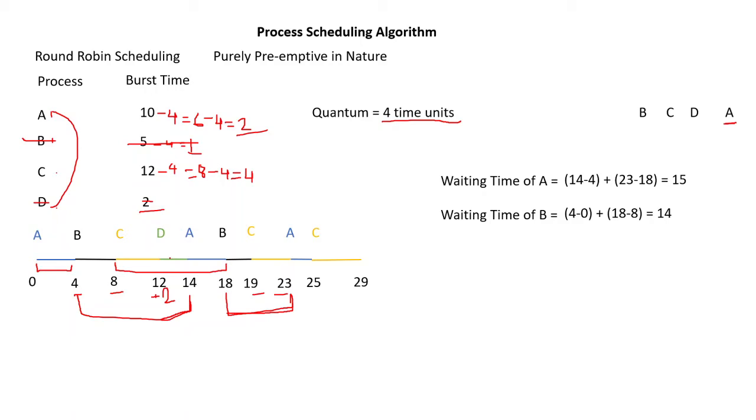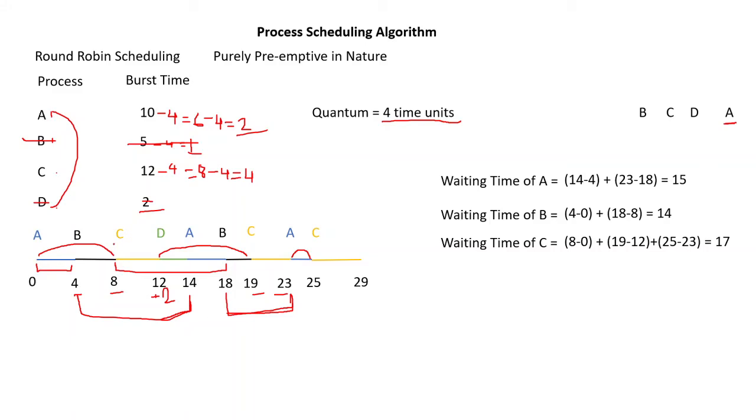Now C has also executed for 3 rounds. The yellow bar belongs to C. So C has waited from 0 to 8, again from 12 to 19, and from 23 to 25. So 8 minus 0 plus 19 minus 12 plus 25 minus 23, that is equal to 17.